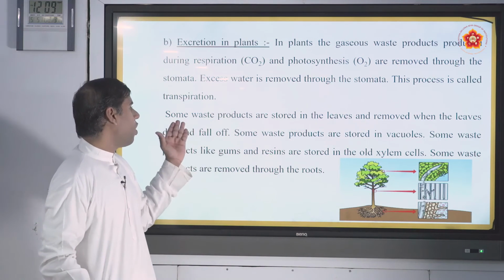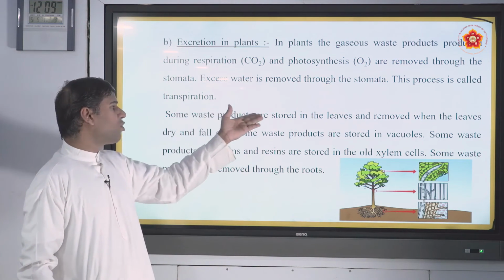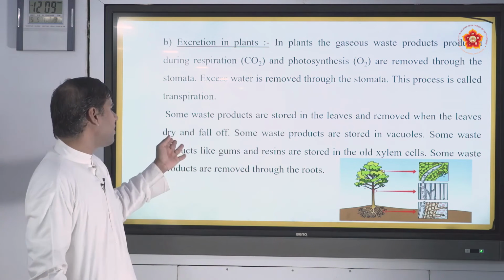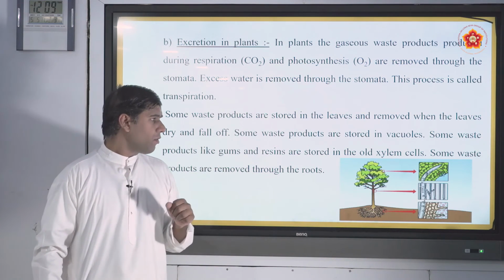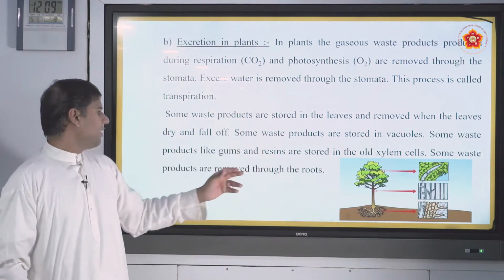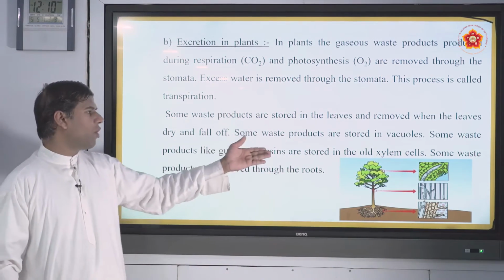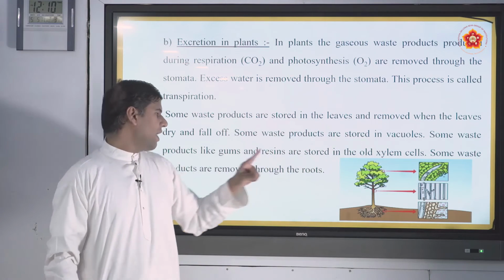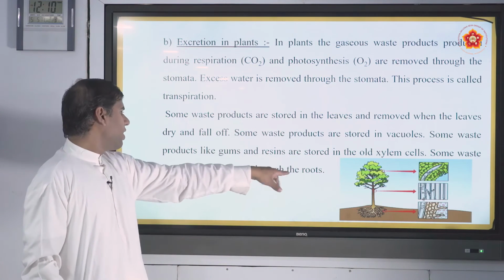Alright. So these waste products are stored in the leaves and removed when the leaves dry and fall off. Some waste products are stored in the vacuoles. Some waste products like gums and resins are stored in the old xylem cells. And some waste products are removed through the roots.